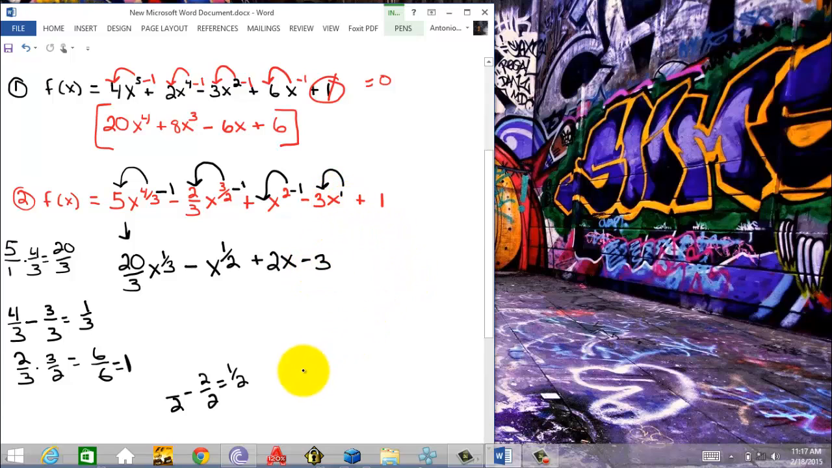The reason for this, I'll show it here. If we have x to the 1 power, and it becomes x to the 0 power, then anything to the 0 power makes 1. So I don't need to show that it's negative 3 times 1. It's just negative 3. And here, just like in our other sample, we have a constant. The derivative of a constant is 0. So this would be our final answer for the problem: 20/3 x to the 1/3 minus x to the 1/2 power plus 2x minus 3.